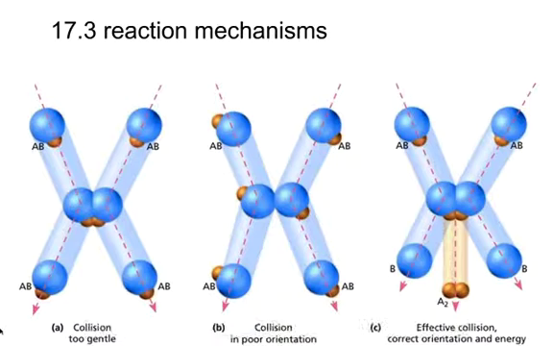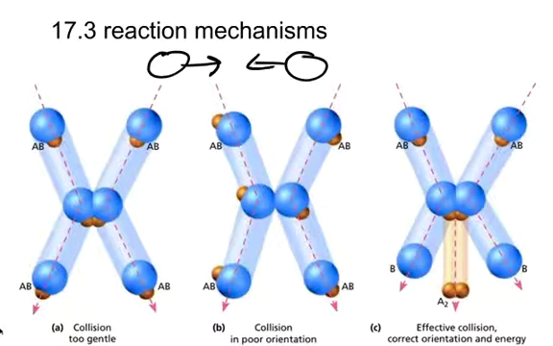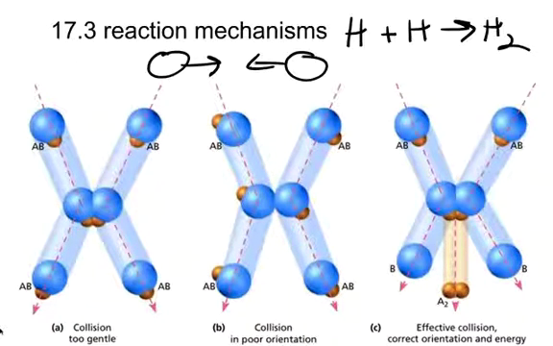Okay, in 17.3, we're looking at how the reactions actually occur when we have chemical reactions. One thing that we talked about is that for chemical reactions to occur, things actually have to touch. So the atoms that are reacting, if we have hydrogen atoms and we want to make hydrogen gas, those hydrogen atoms actually have to come together to bond to make hydrogen molecules.